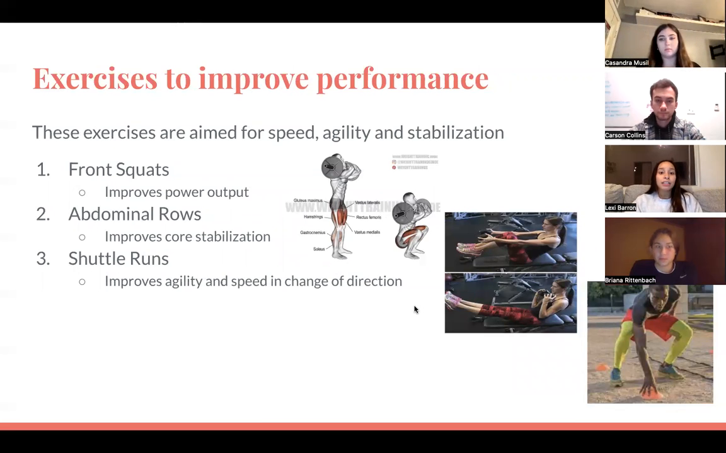Some exercises to improve performance in soccer. These exercises are all aimed at speed, agility, and stabilization. So the first one we have listed is the front squat. This is going to improve the power output during the strike. We have abdominal rows. This is improving core stabilization. And then we have shuttle runs, which will aim at the agility and speed in change of direction for the sport.